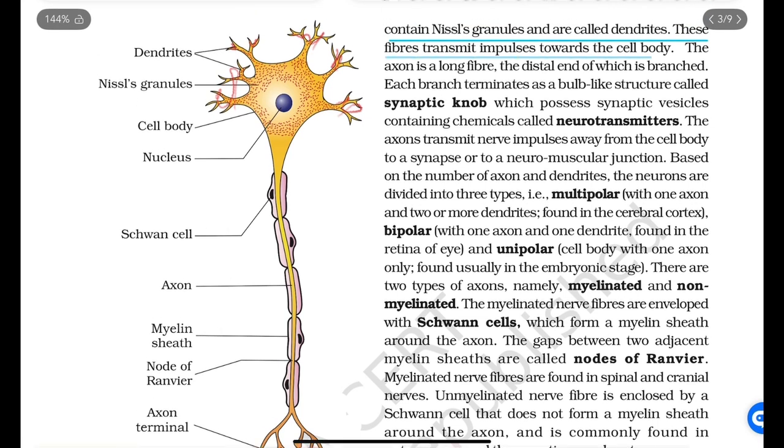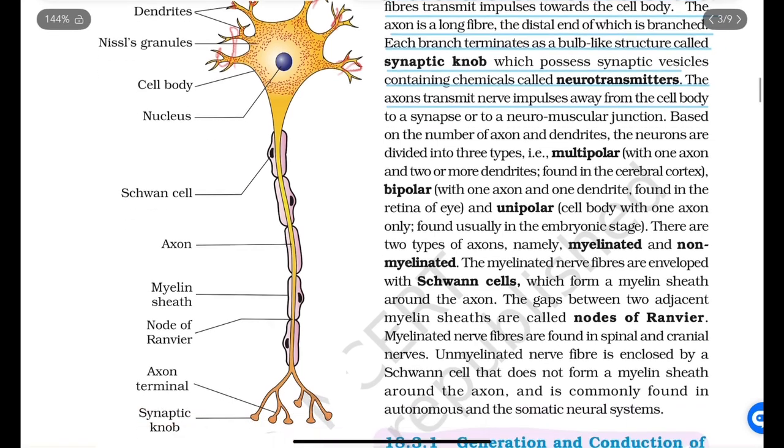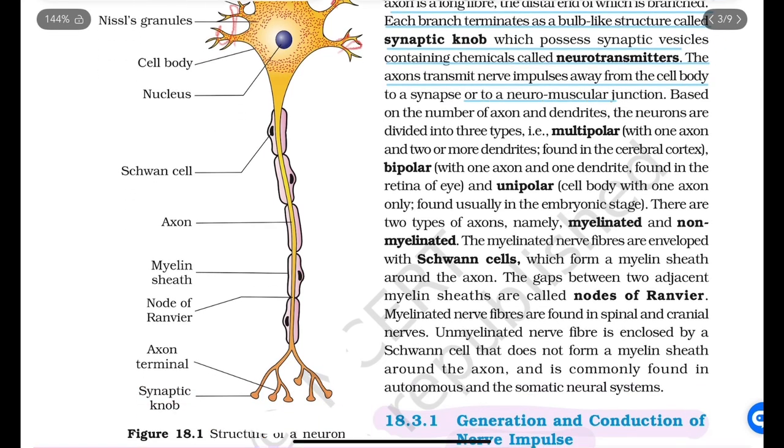These fibers transmit impulses toward the cell body. The axon is a long fiber, the distal end of which is branched. Each branch terminates as a bulb-like structure called synaptic knob, which possesses synaptic vesicles containing chemicals called neurotransmitters. The axon transmits nerve impulses always from the cell body to a synapse or to a neuromuscular junction.